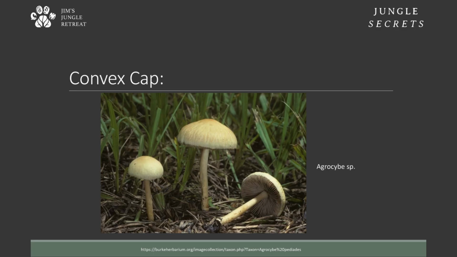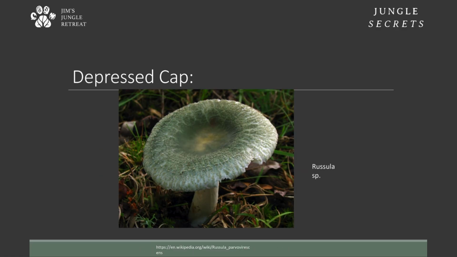Convex and bell shaped look very different when you start to see mushrooms. There is a more depressed cap, it sounds wrong, but it's deeper. The rasulas generally have this. This is a rasula species. So after the caps, we go a little bit lower.